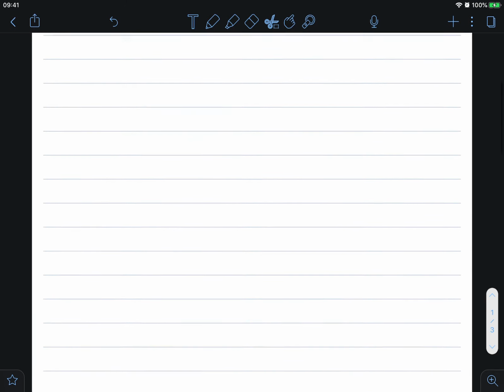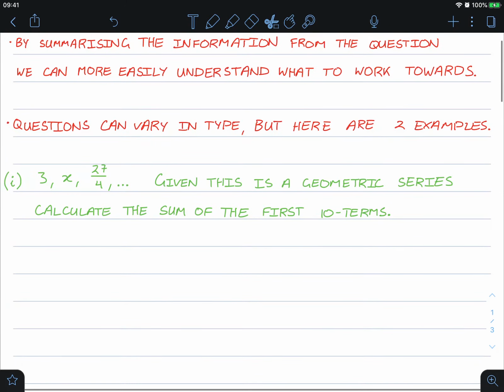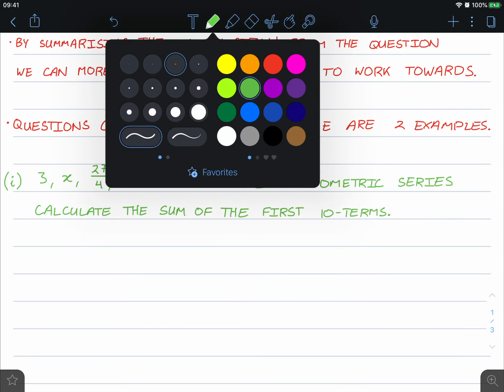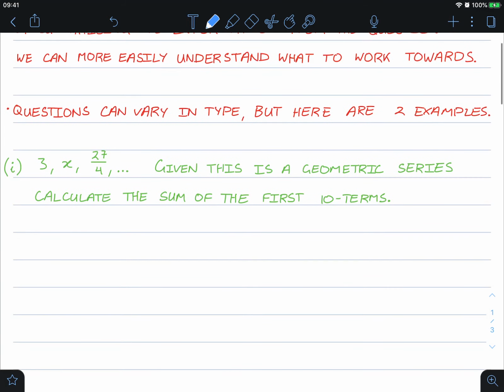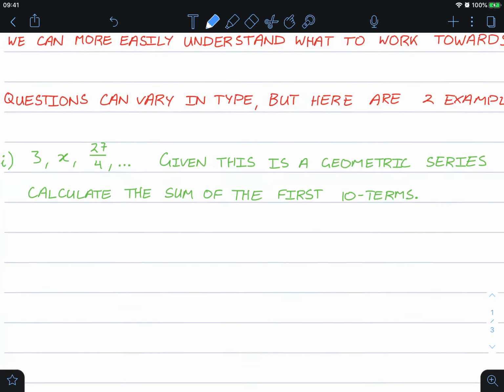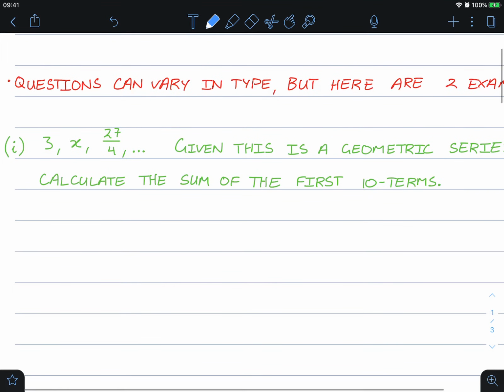So here we go. We have some series, and we're being told that this is a geometric series, 3, x, 27 over 4, and so on. So we will definitely have a common ratio, but we now need to calculate the sum of the first 10 terms. The tricky part here is that we don't know what the common ratio is, but we can still calculate it. So here we go.